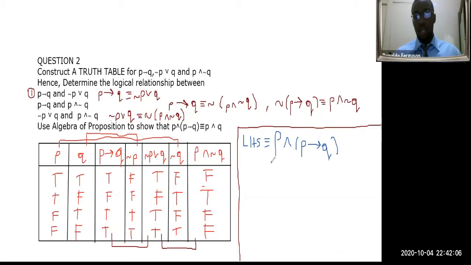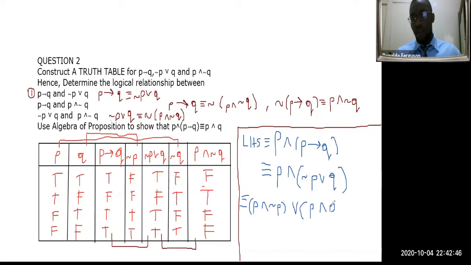And so P and P implies Q is logically equivalent to P and, now P implies Q is the same as not P or Q. You have to remember that P implies Q is the same as not P or Q. Now we can use the distributive law to expand this, and the distributive law tells us that this becomes P and not P, or P and Q. That's the distributive law.